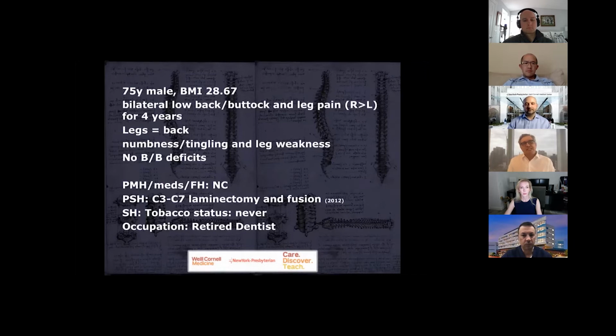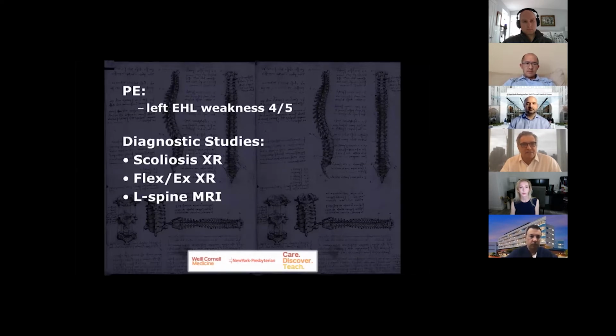The first case I want to present is a 75-year-old gentleman. My understanding is that this is very interactive, so if you have any questions or concerns, feel free. So this is essentially a patient who comes in with low back pain and leg pain, equal 50-50, with numbness and tingling, no bowel or bladder incontinence, otherwise a relatively healthy retired dentist. Left EHL weakness, so he has a neurological deficit.